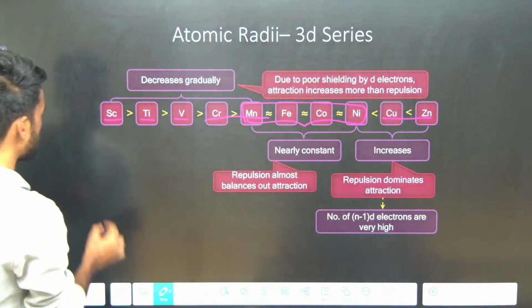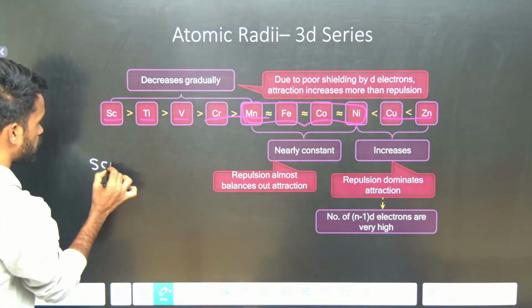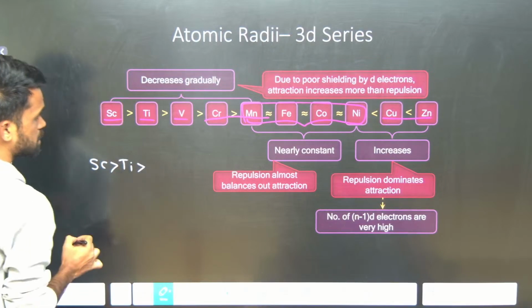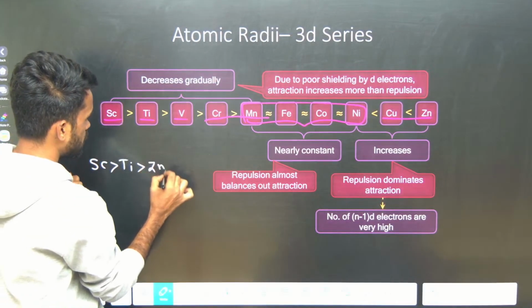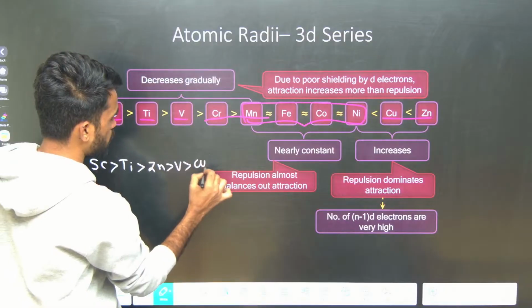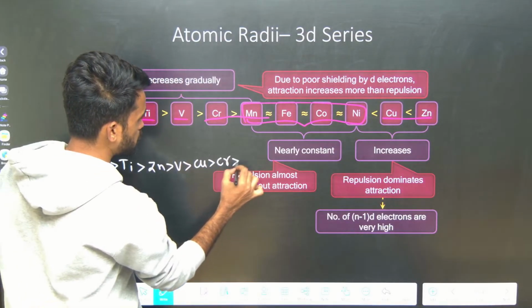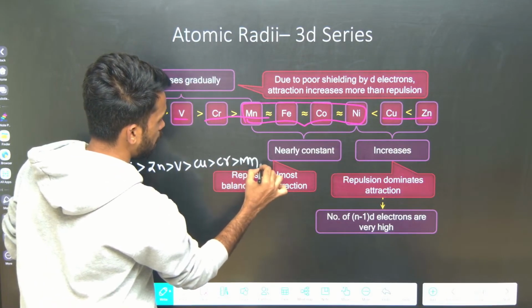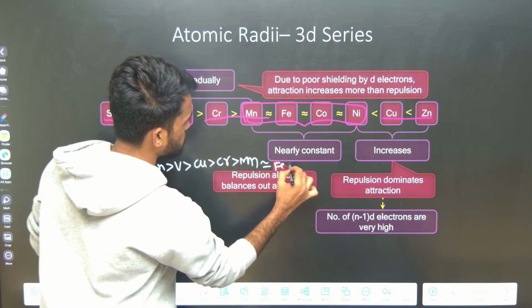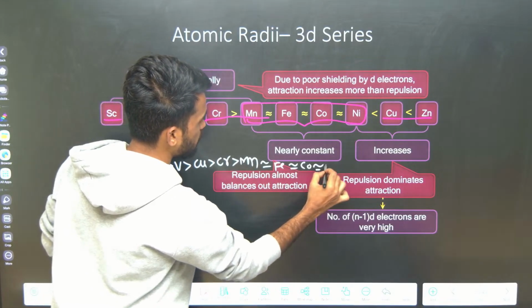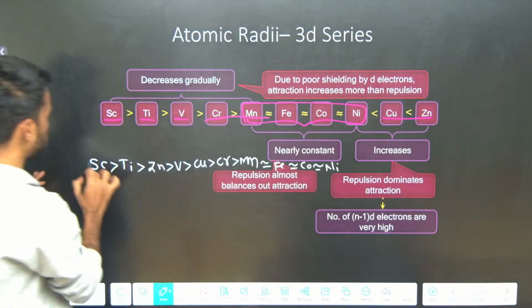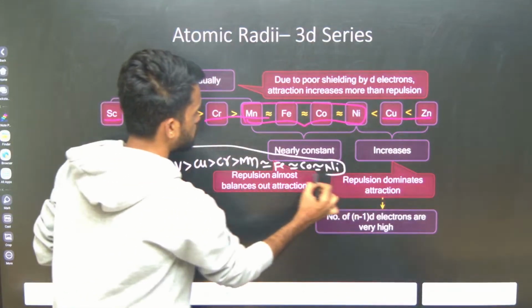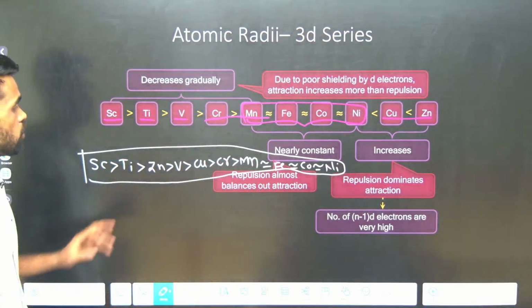So what is the finalized order? I am writing: scandium, titanium, and then next zinc, next vanadium, next copper, next chromium, next manganese, and here all the elements manganese, iron, cobalt, nickel will have similar size. So this will be the finalized order for this 3d series. Okay, you need to remember.